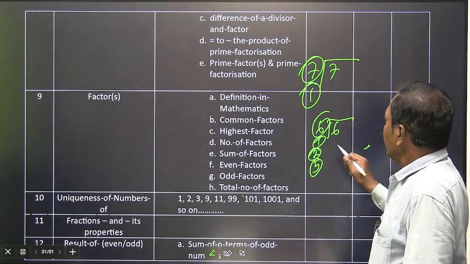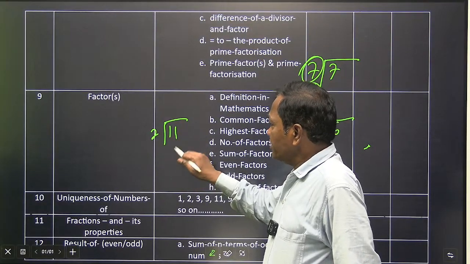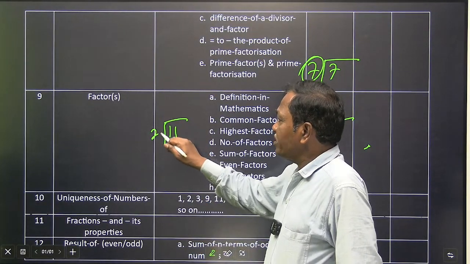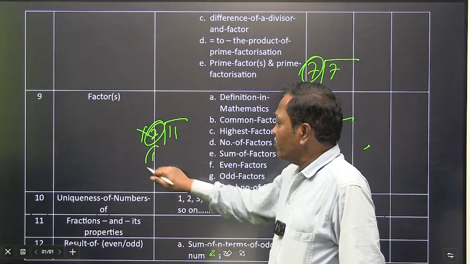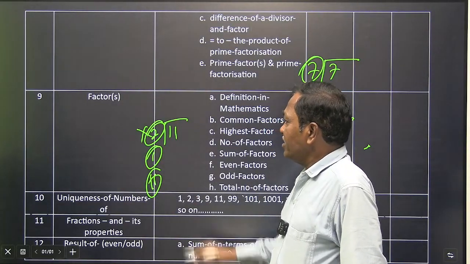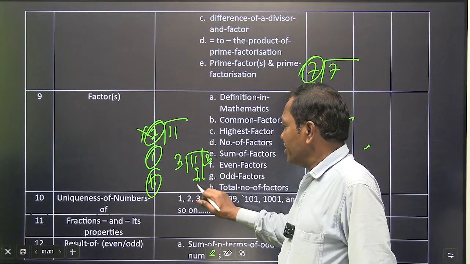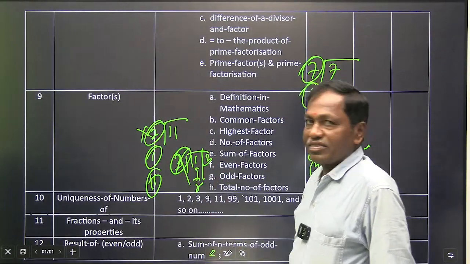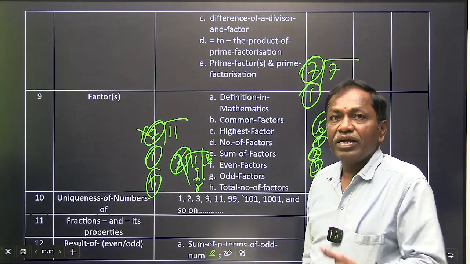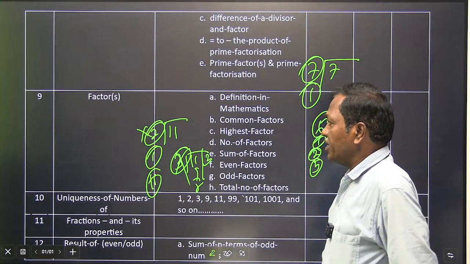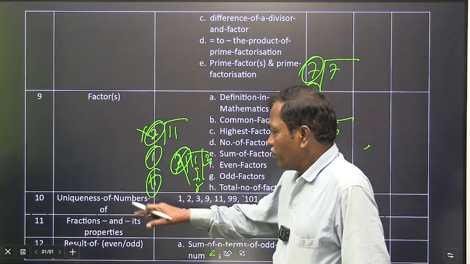Say for example, let us take 11. Is 11 divisible by 2? No, because 2 is not a factor. 1, yes, it is a factor. 11, it is a factor. If you take 11 divided by 3, no, you will have a remainder. So 3 is not a factor. It means the definition is: a divisor which can divide the number completely is known as a factor. We can discuss in detail in the upcoming regular classes.